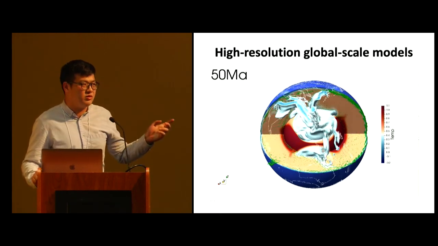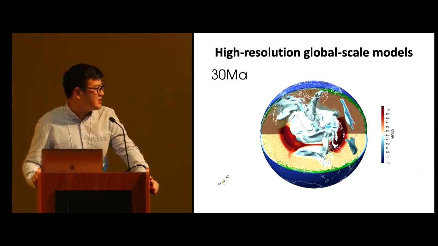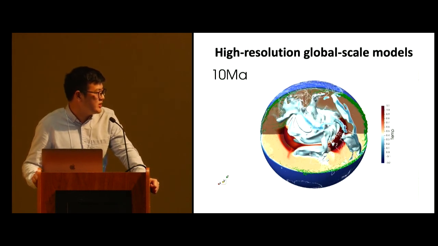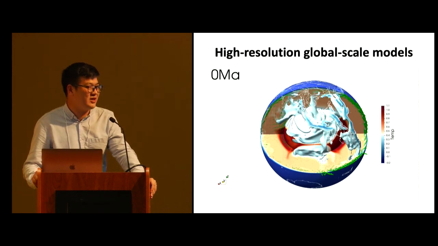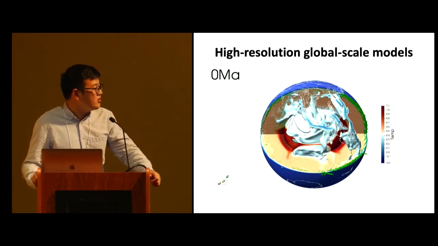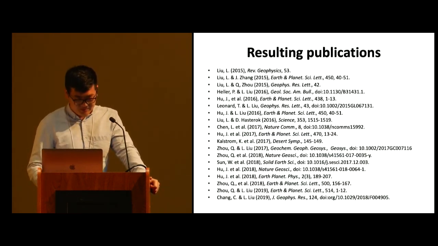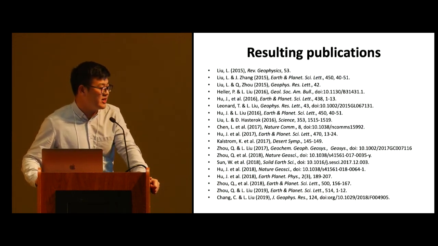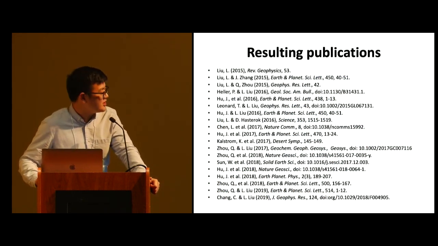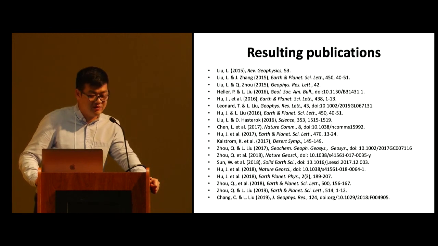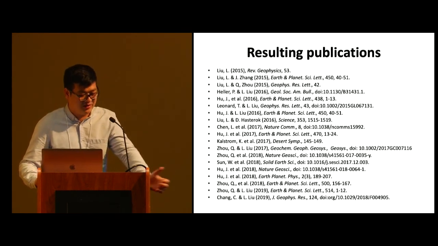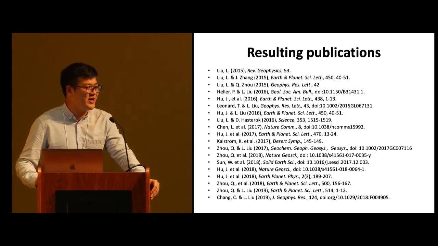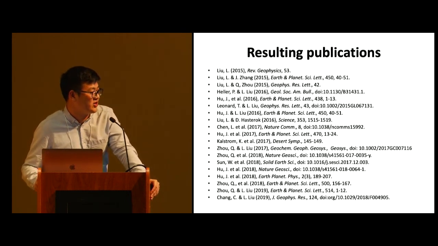One model like this takes about 3 weeks to run with 3,000 cores on Blue Waters. So thanks to Blue Waters for giving us the chance to do such global-scale convection models. With allocations from Blue Waters, we have published almost 20 papers, including in top journals like Science and Nature Geoscience. So thanks to Blue Waters for helping us expand our knowledge about plate tectonics.